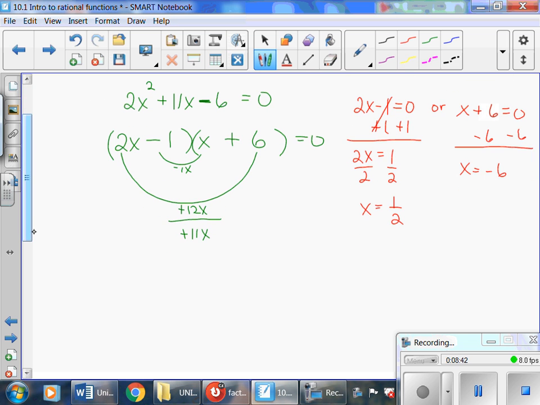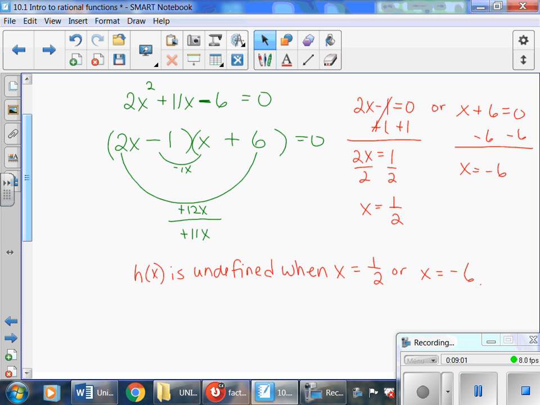So I would just take a minute to say h of x is undefined when x is equal to 1/2 or x is equal to negative 6. Okay, not really a hard question to do, but understanding what the word undefined is half the problem there.